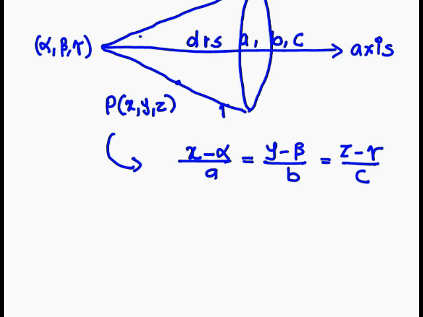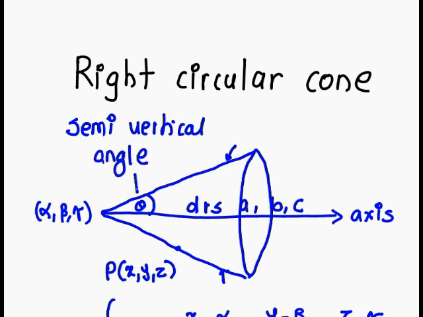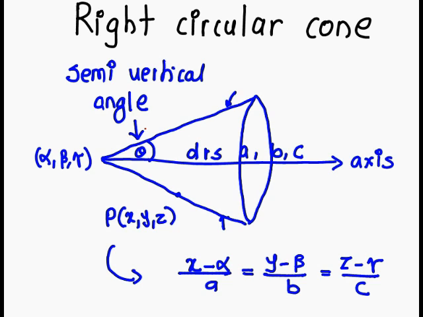Now we are left with only theta. Theta is the angle made by the generator with the axis, called the semi-vertical angle. The semi-vertical angle helps us find the equation of a right circular cone. So here we consider the semi-vertical angle to be theta. If we understand this particular diagram, you are able to find the equation of any kind of right circular cone.